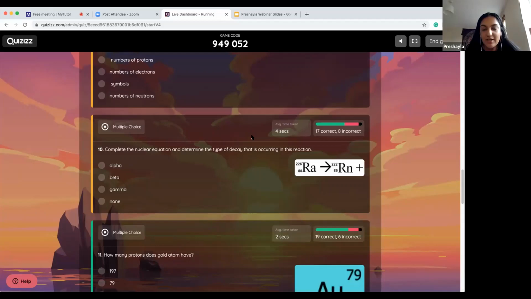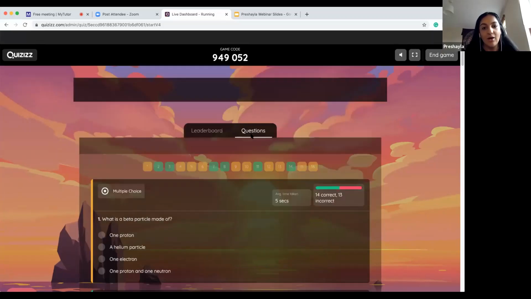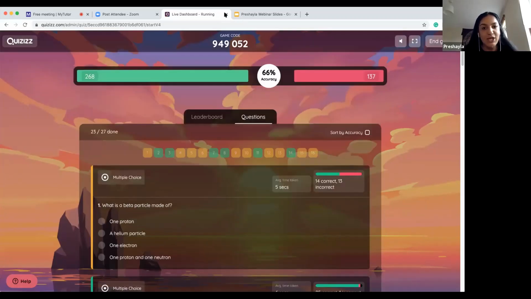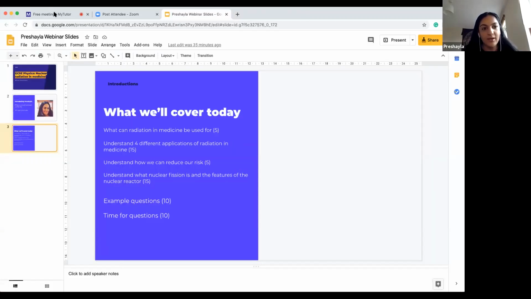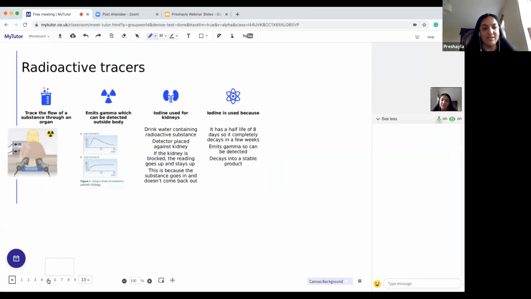Okay, so we might try that quiz again tomorrow and see if we can better our score. Right now we've got an accuracy of 66%, which is really good, but let's see if we can push it even higher tomorrow. Okay, so let's go on to the main content of today, which is radiation in medicine.